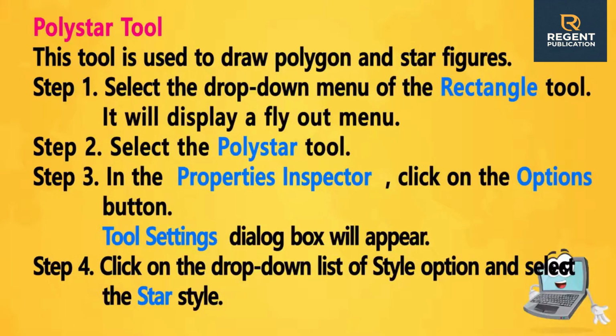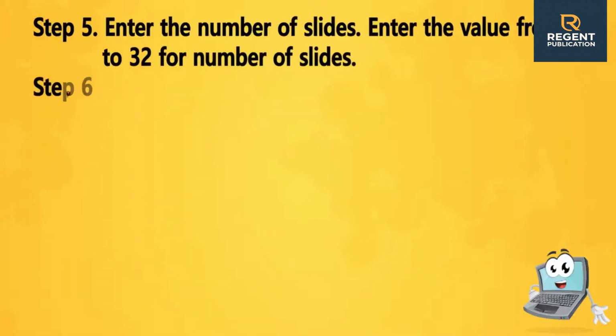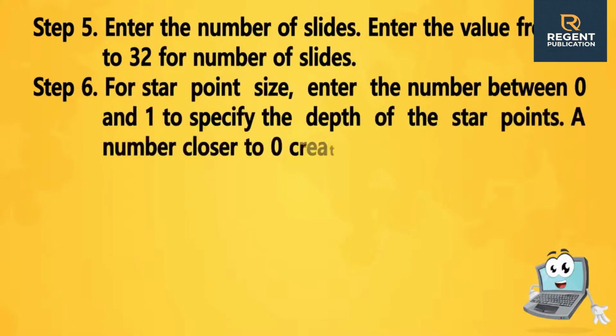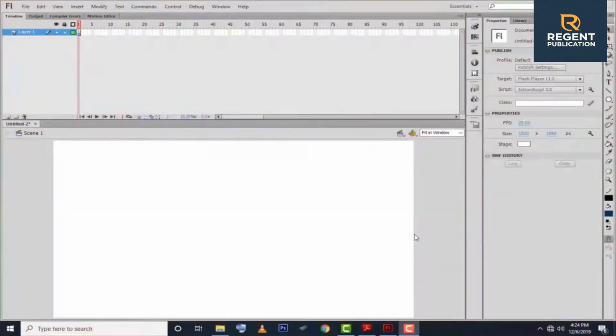Step 4. Click on the drop-down list of Style option and select the star style. Step 5. Enter the number of sides. Enter a value from 3 to 32 for the number of sides. Step 6. For star point size, enter a number between 0 and 1 to specify the depth of the star points.